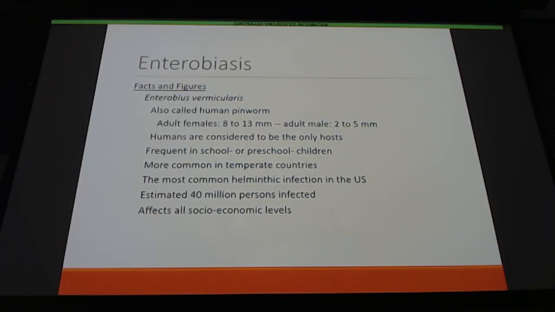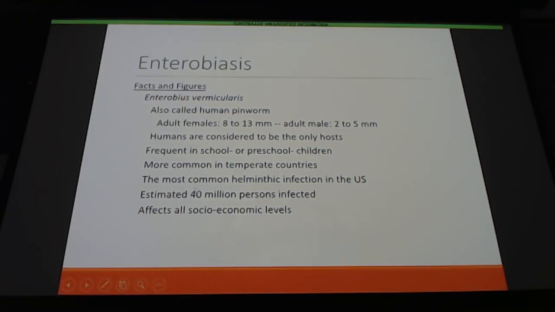Transmission basically is fecal oral. So you can see the size of them, right? Females are 8 to 13 millimeters, adult males 2 to 5. They're very, very small. But if you do get them on your clothes, and you get them on your sheets, and you shake them, you may aerosolize them. In which case, if somebody's around, they may inhale them. That may be another way to get it. But it is more frequent in children versus adults.